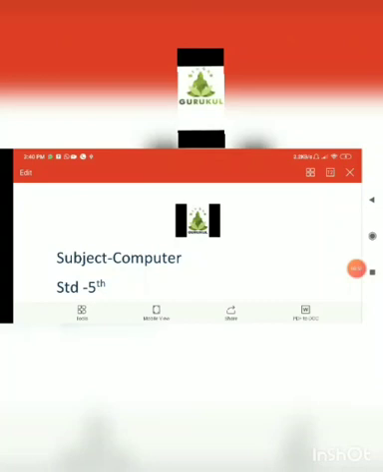See kids, some more questions, like you need to write down 2 examples of input devices. What will you write there? 2 device examples are keyboard and mouse. If the question comes, write down 2 examples of output unit. So what will you write? Monitor and printer.